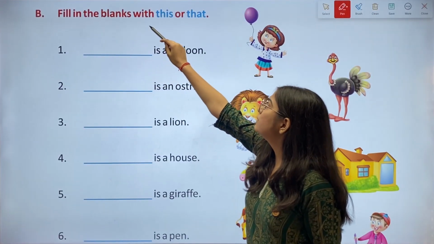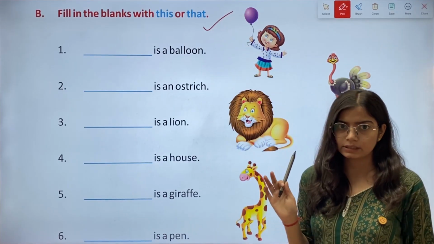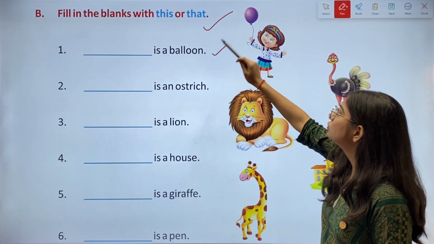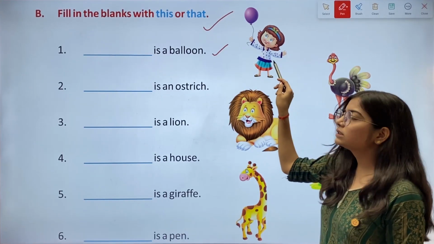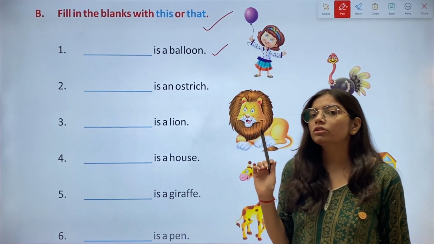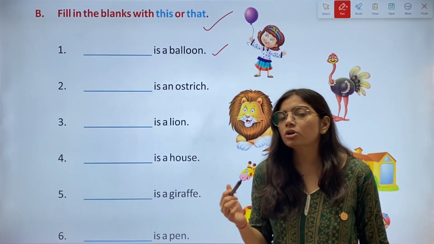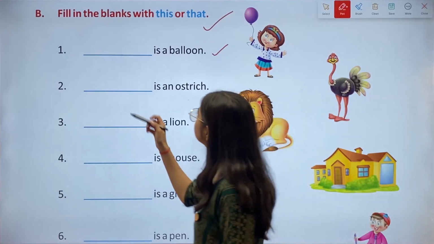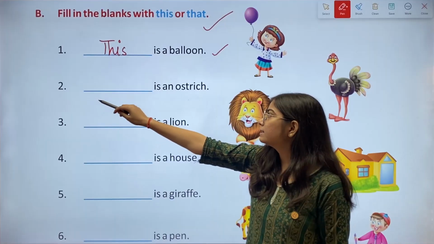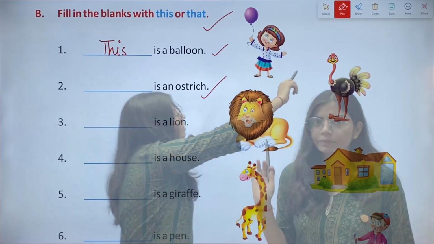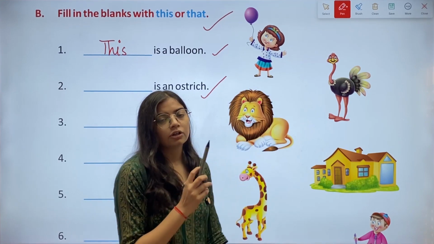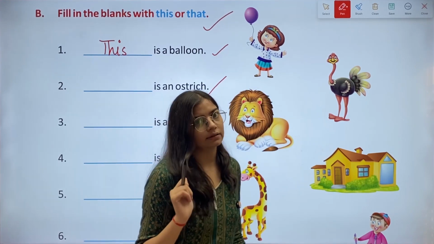Then B, fill in the blanks with this or that. Okay. Now first, dash is a balloon. You can see this child is having a balloon, right? So that is near to her. So we'll write this. Then second, dash is an ostrich. Here you can see this ostrich is far away from her. So we use the word that.